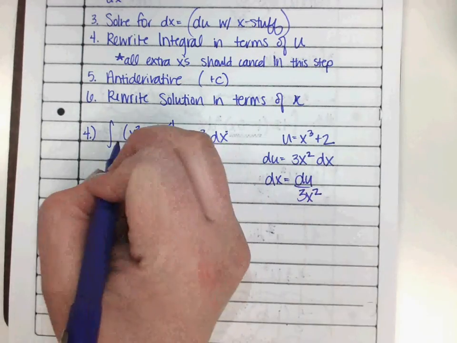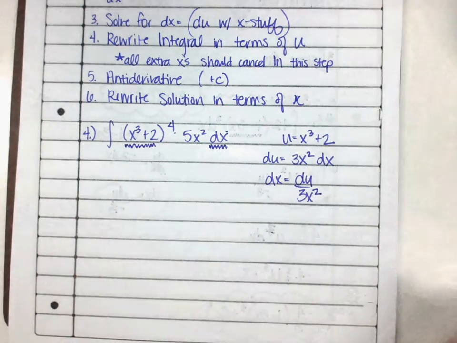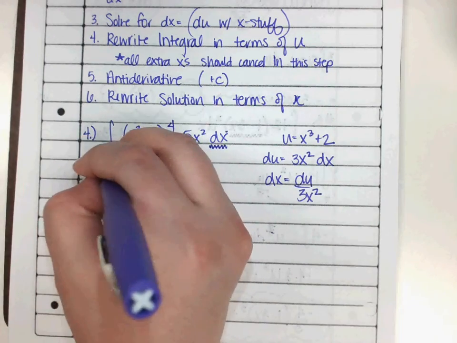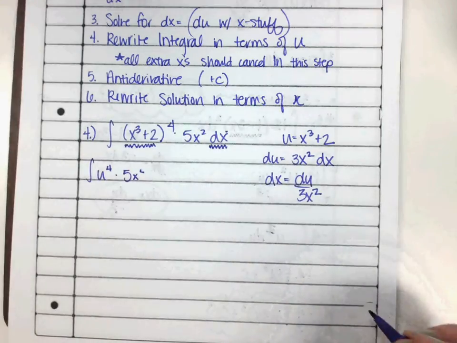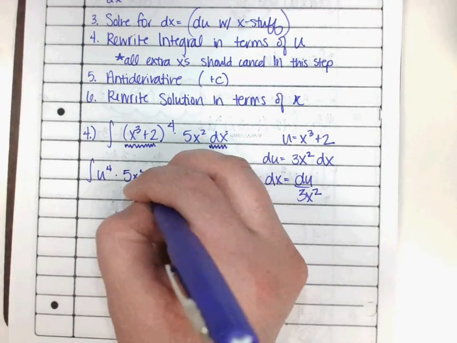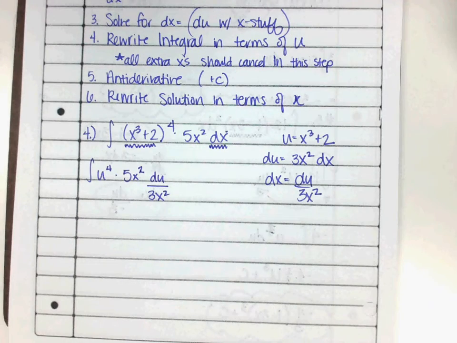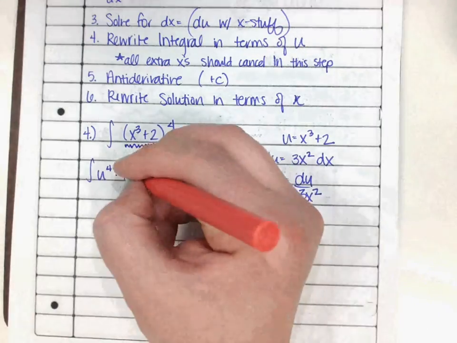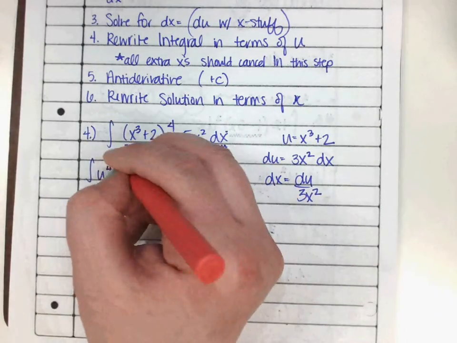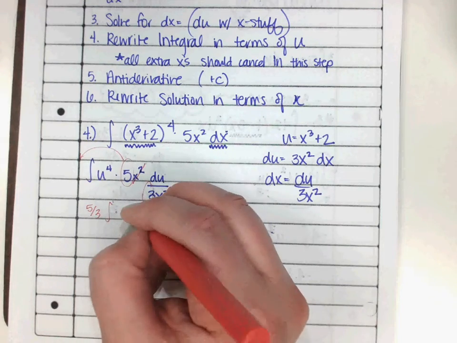Then I come over here. This is changing to a u. This is changing to a du over 3x squared. Good with that? So I have the integral of u to the 4th, 5x squared, du over 3x squared. And then what happens with my x squareds? They cancel out. What's my constant moving to the front? 5/3 is going to come out here. So I have a 5/3 integral u to the 4th du.